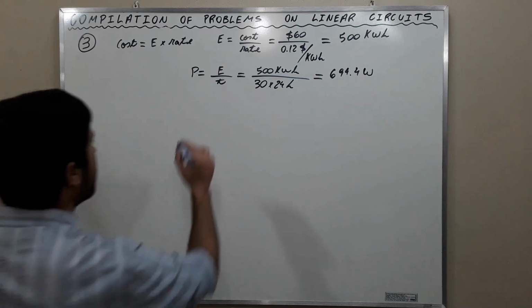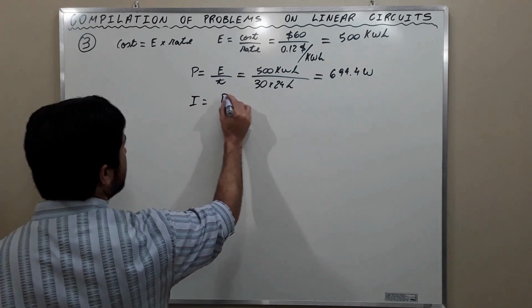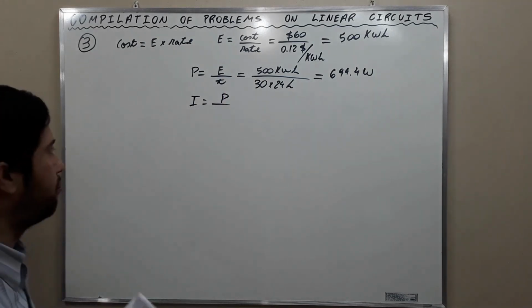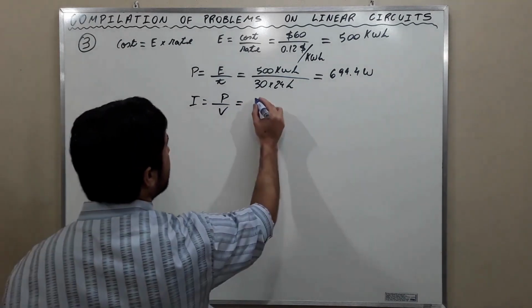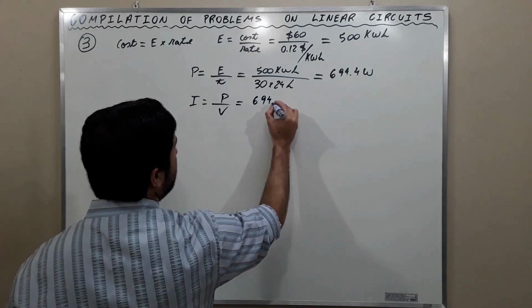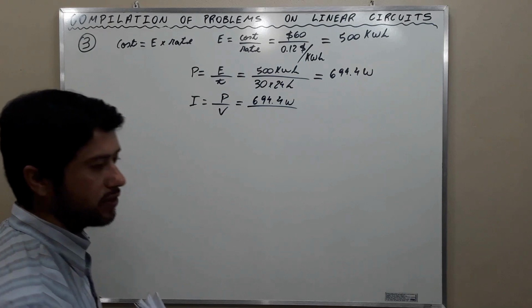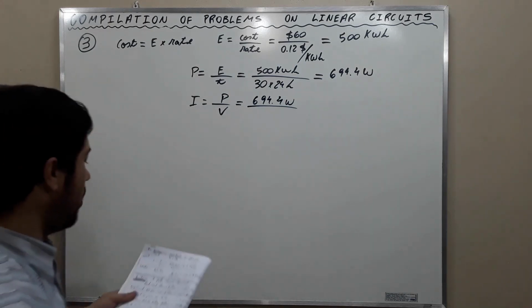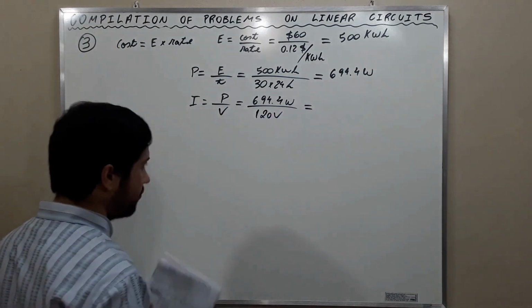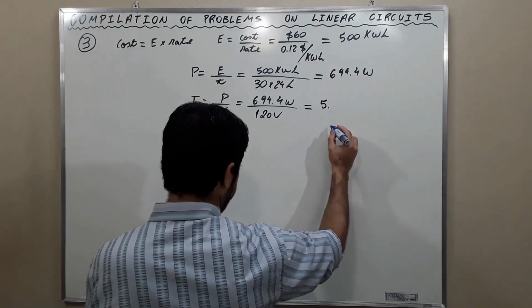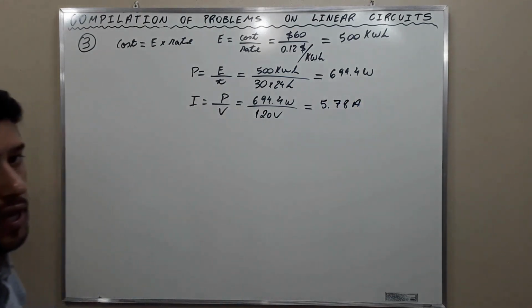Let's calculate the current. The current is the division between power and voltage. The power is 694.4 watts, and the voltage, the exercise says that it is 120 volts, and this gives a current of 5.78 amps.